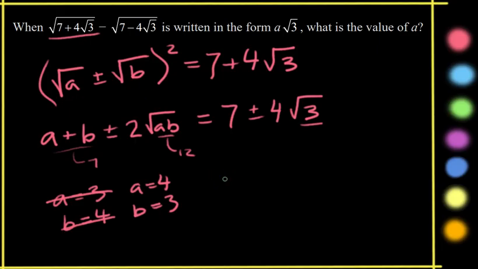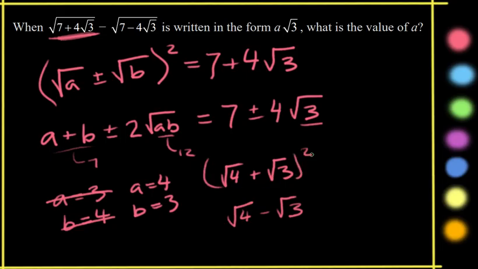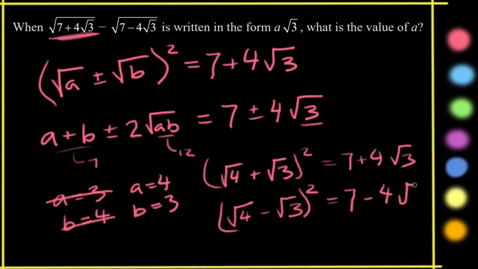So we've got square root of 4 plus square root of 3. That's going to give us 7, if we square it, that's going to give us 7 plus 4 square root of 3. And if we have square root of 4 minus square root of 3, so let me just write this out. This thing squared is going to give us 7 plus 4 root 3. And this one squared is going to give us 7 minus 4 square root 3.